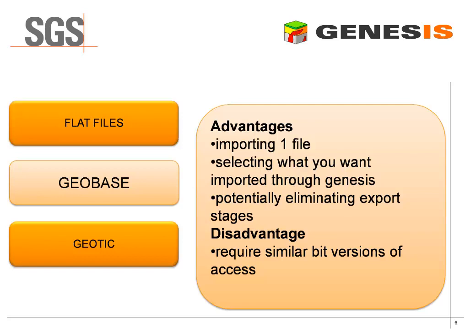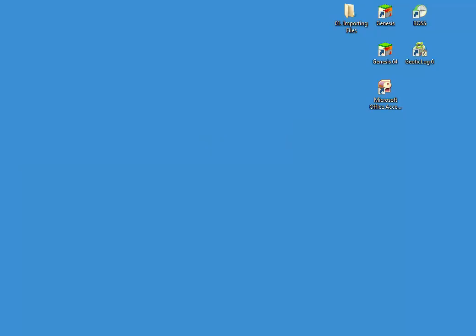If you have a 64-bit version of Access, you will need to import your database through Genesis 64. And likewise, if you have a 32-bit version of Access, you will have to use the Genesis 32-bit version. Let us quickly jump to Microsoft Access. I am currently running a 32-bit version of Microsoft Access on my computer.